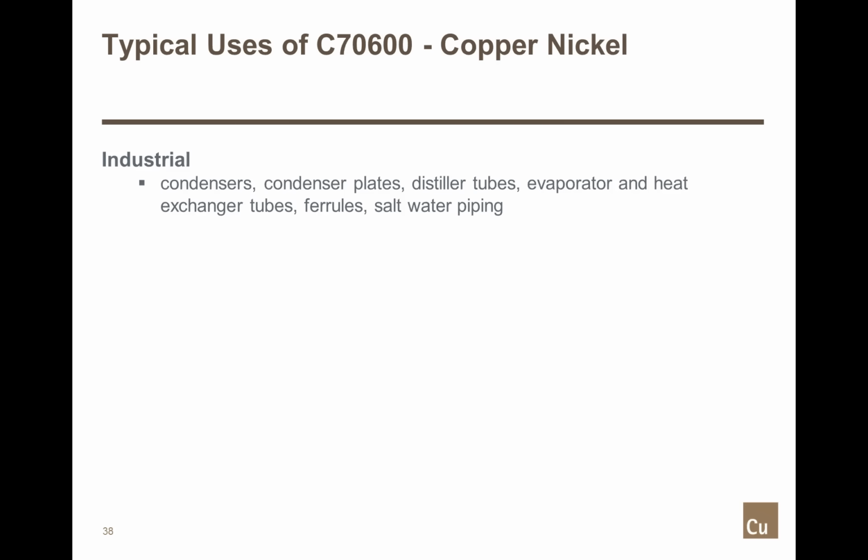Copper nickel, alloy 706, which is 10% nickel. Primary industrial uses are condensers, condenser plates, distiller tubes, evaporator and heat exchanger tubes, ferrules, saltwater piping, saltwater heat exchangers. I didn't put down, but it's being used or beginning to be used in many applications for antimicrobial applications.